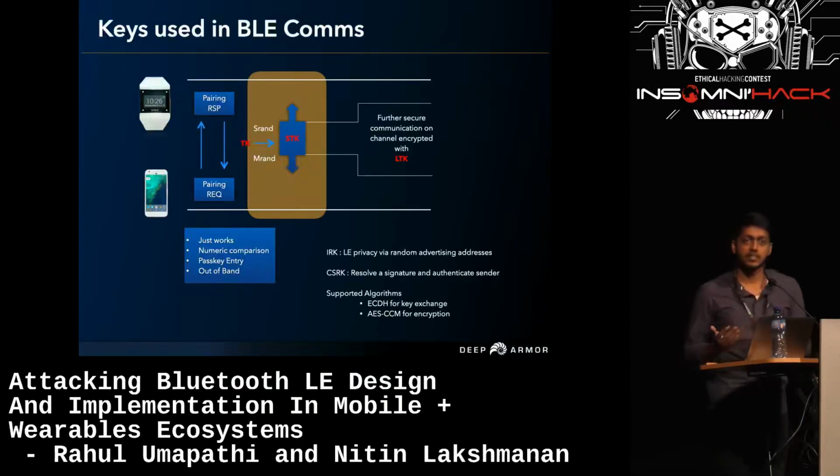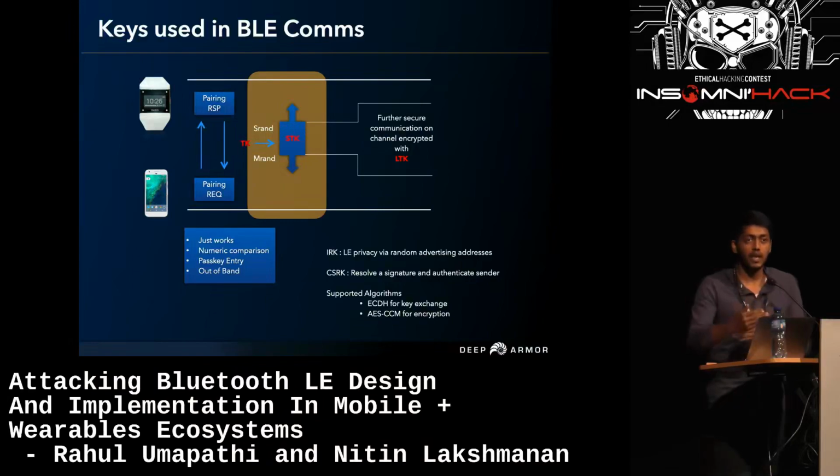So how this gets exchanged in Bluetooth communication is as follows. The device will send the pairing request, and the phone sends a pairing response. Then a temporary key is exchanged between the phone and the device. This gives us the SRAND and MRAND, random numbers generated. And with these three values, we generate an STK, short-term key. Once this short-term key is generated, it is used to encrypt the communication where the LTK will be sent. So this STK is used only for sending the long-term key.